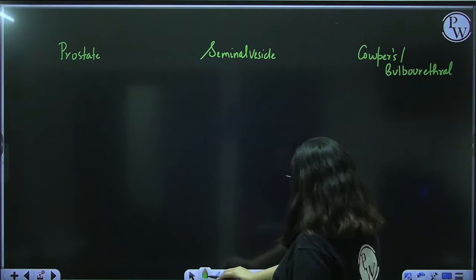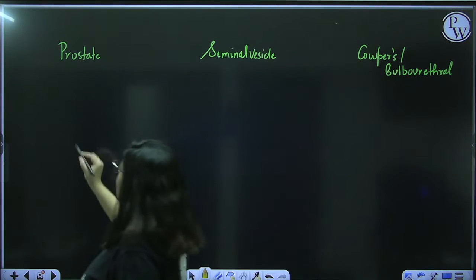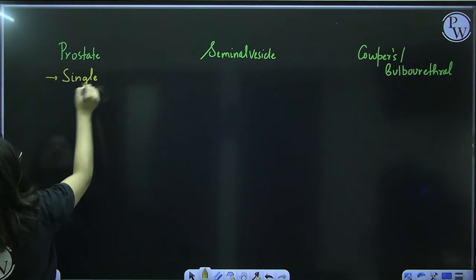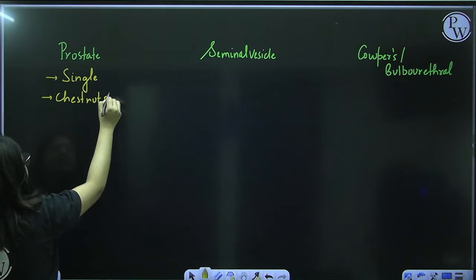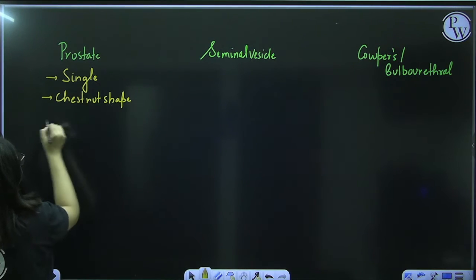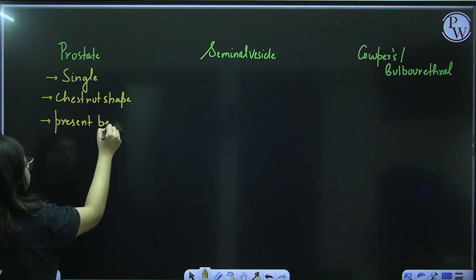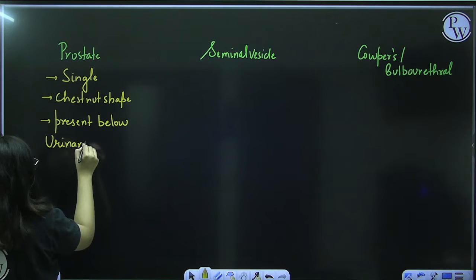Alright, now first we will talk about prostate. As I have told you, prostate is a single gland. It is single and it is chestnut shaped. You know what a chestnut is? It's a kind of nut. It is chestnut shaped, and it is present below what? Urinary bladder. Present below the urinary bladder.